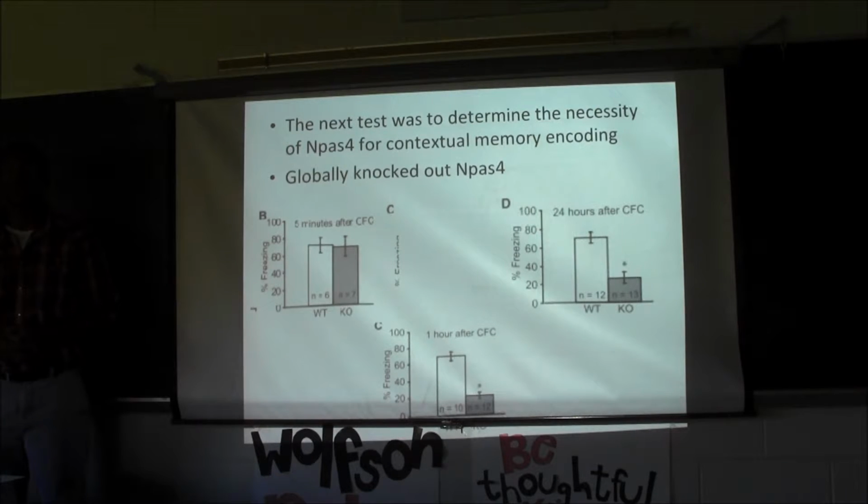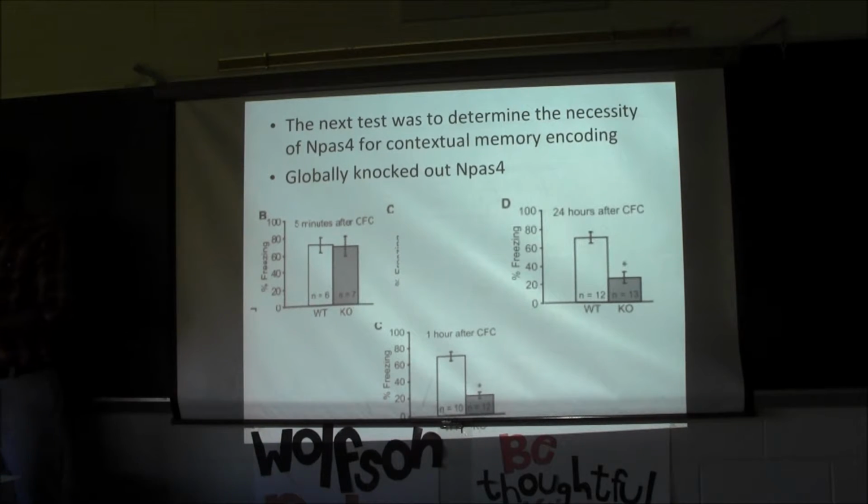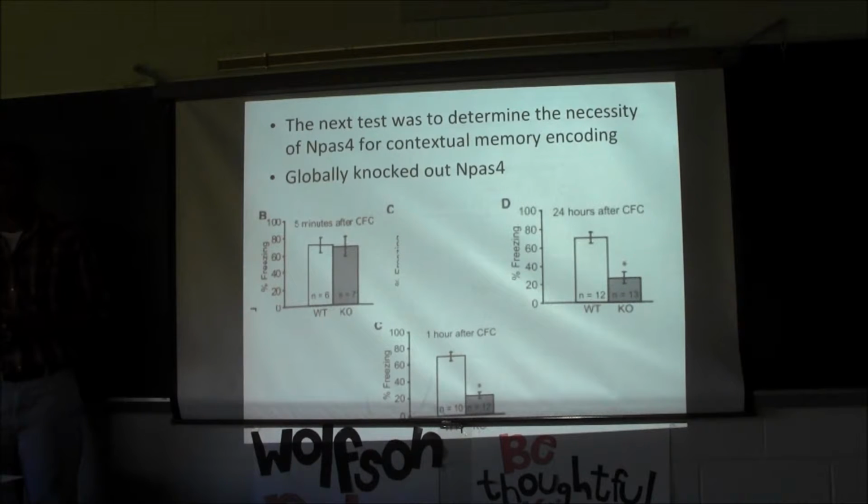How do they do global knockout? What they did was insert a gene into the brain, and it takes 3 days to go through the brain, and eventually it inhibits NPOS4. I know I said knockout, but it doesn't actually remove it, it just stops it from working.